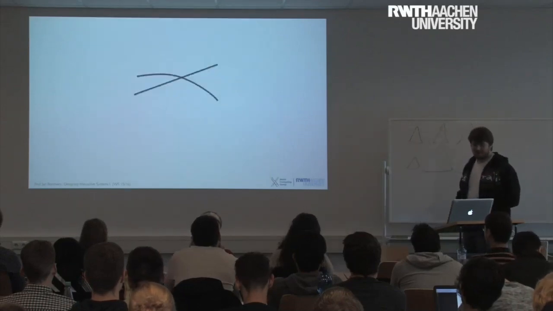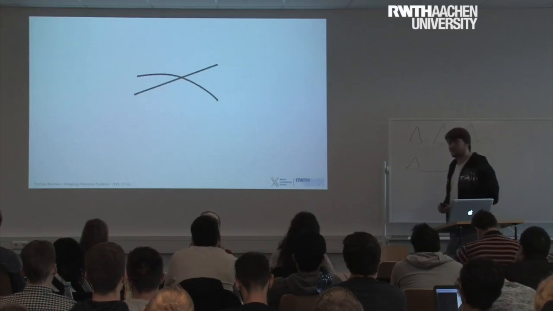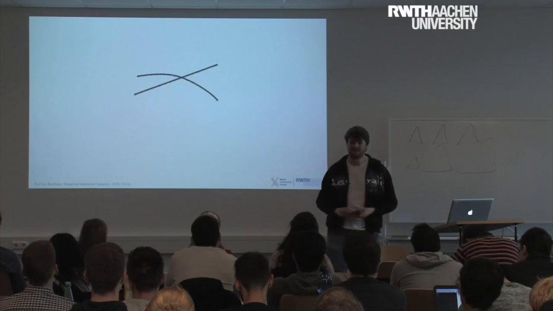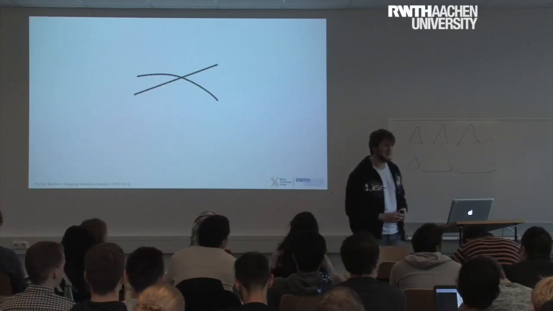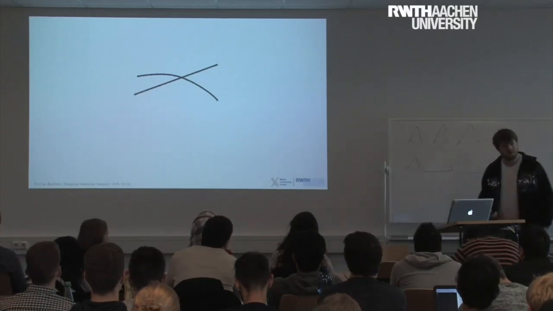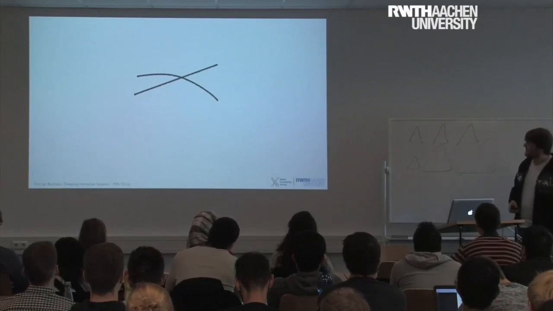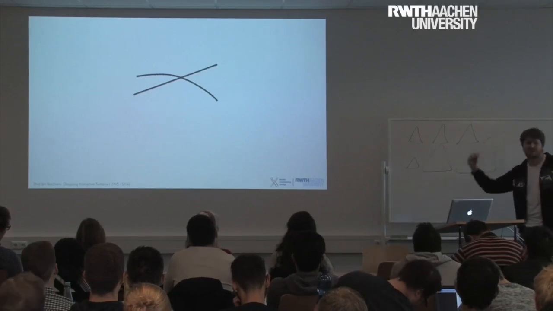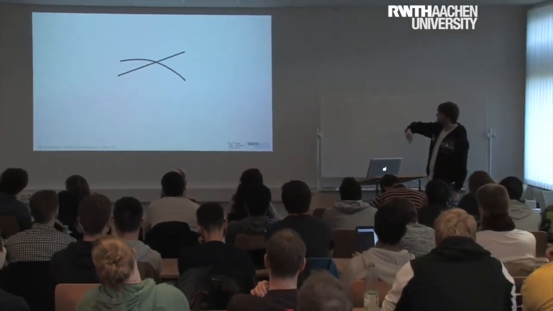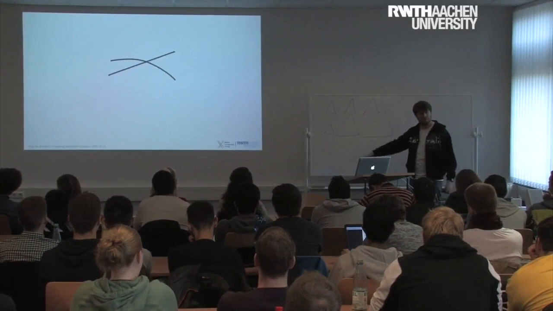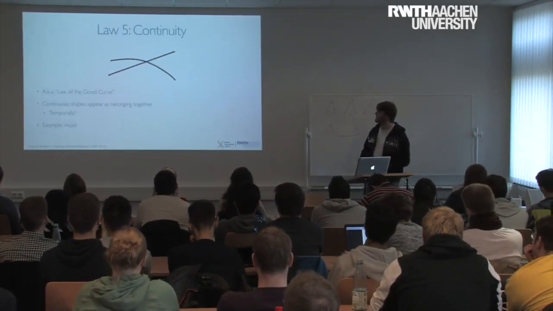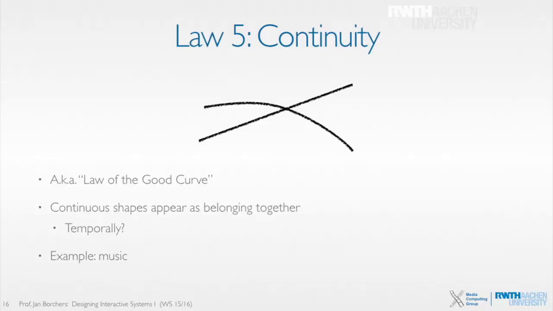All right, next one. What do you see here? What should I draw? A cross. So a badly designed cross where I just got to tie it in the end. So you would say, well, one line is this and the other one is like that. Yes, and that is called the law of continuity. So you would assume that this is one line and this is the other line.